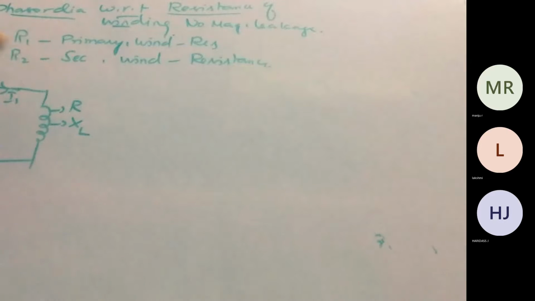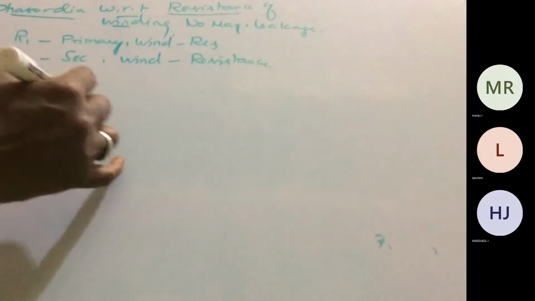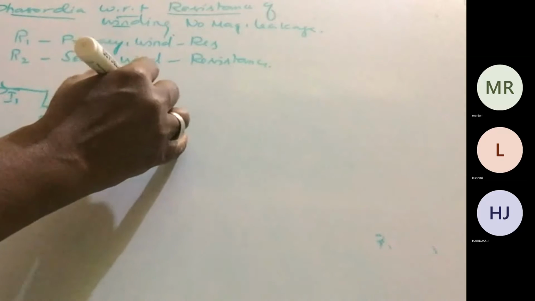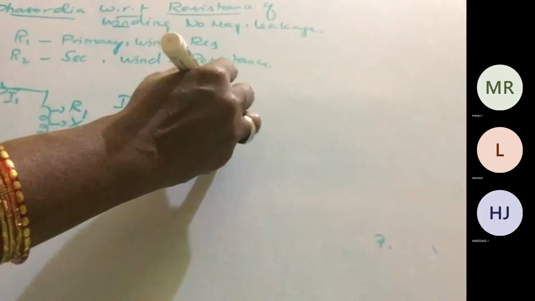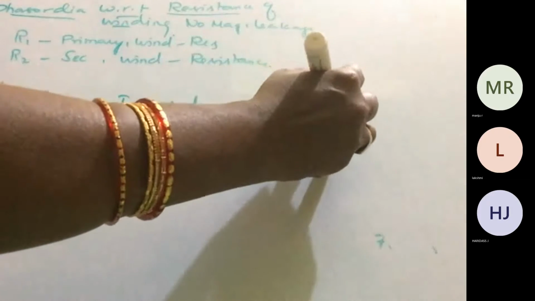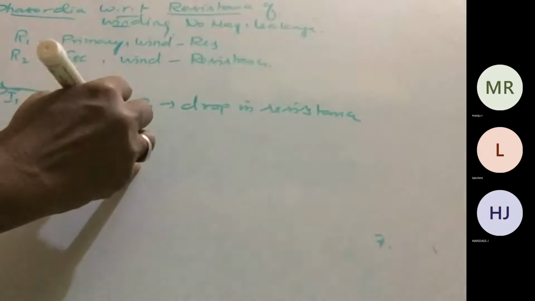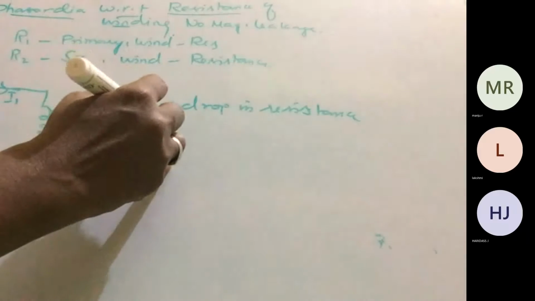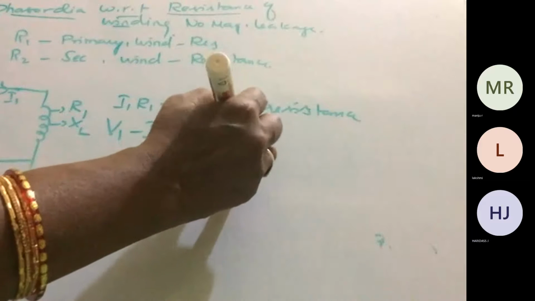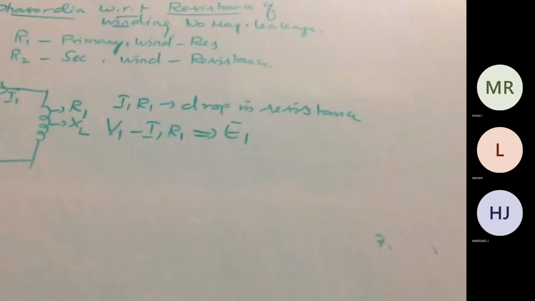The drop occurs whenever the current flows through the resistor. So what is the drop in the primary winding if we take the resistance R1? It is I1 R1, the drop in the resistance. So you give the supply V1, then the drop occurs from the supply, and only then do we get the induced EMF E1. Am I correct? So this is in the primary winding.